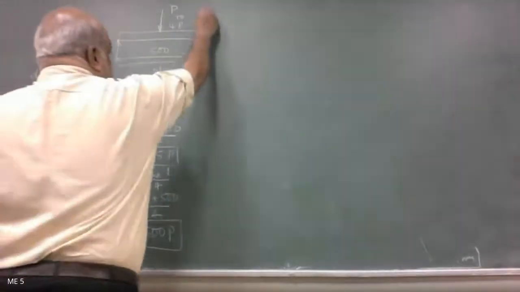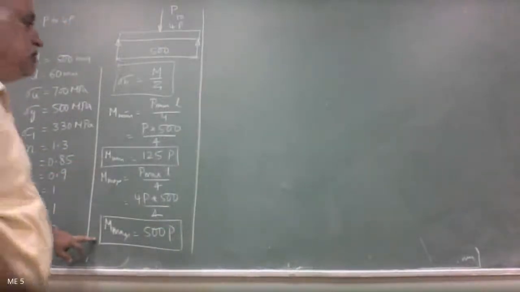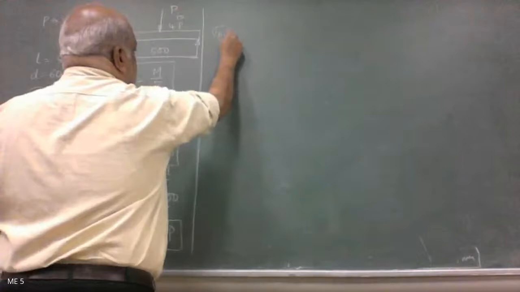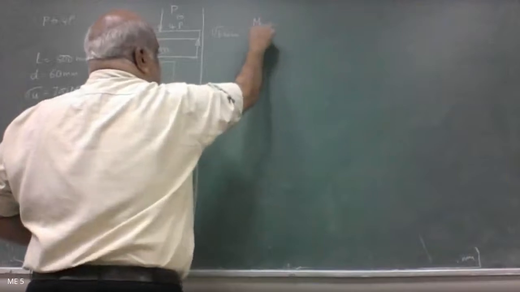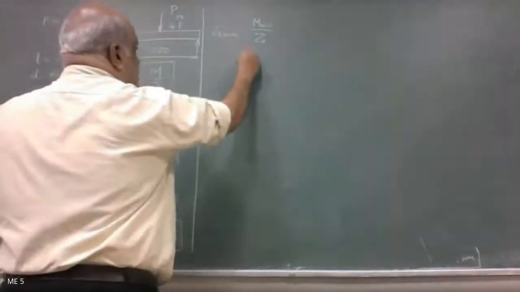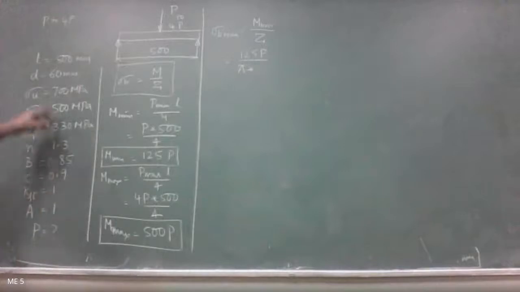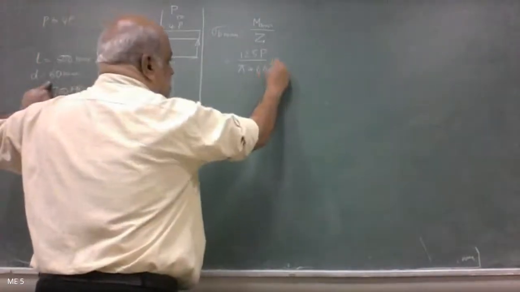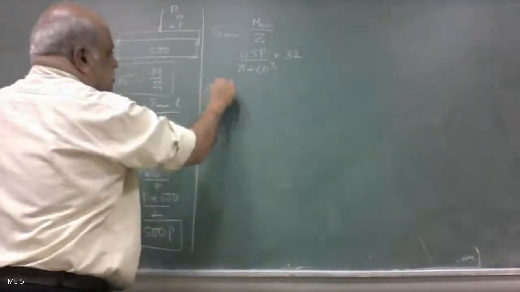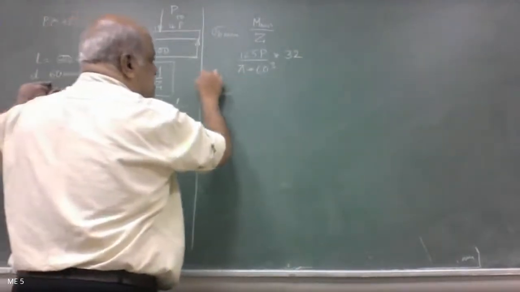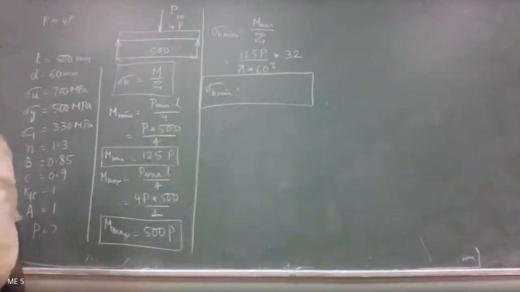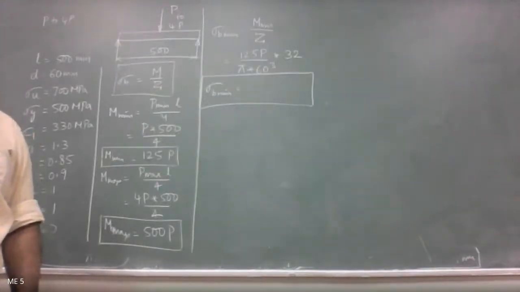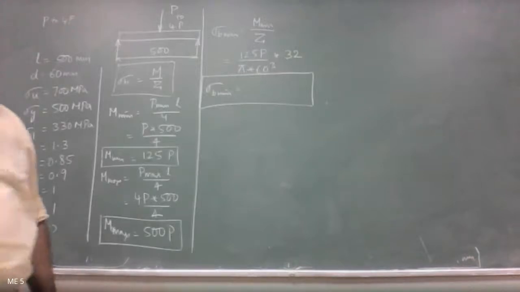Yeah. So M minimum and M maximum we could find out. Then sigma bending minimum is equal to M minimum divided by Z. That is 125 P divided by section modulus pi d cube by 32. The diameter is 60 mm given in the problem. So after simplification, sigma minimum is what? Can someone give me what is 125 P into 32 by pi d cube? Can anyone give me this value?